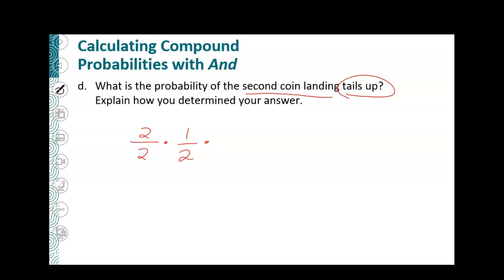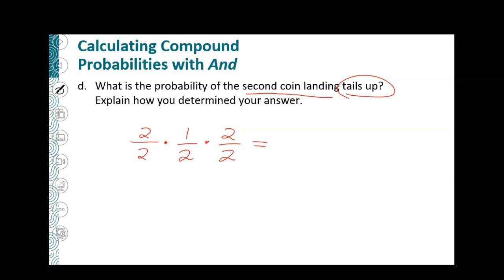Okay, what about the third event? Did you give me a condition for the third flip? No. So 2 over 2 again, because I could get heads or tails, it doesn't matter. They don't care what the first and third flip is. They just want the second to be tails up.